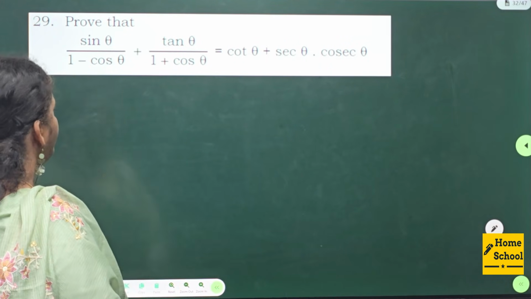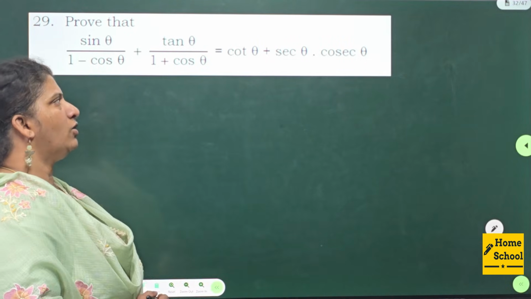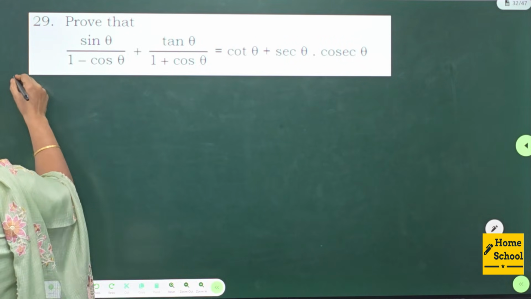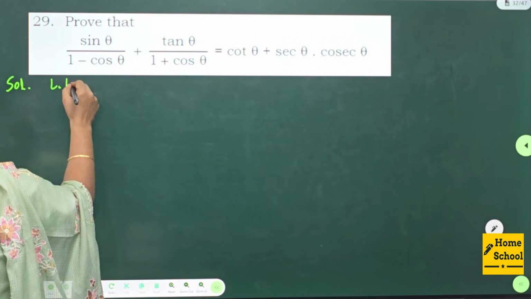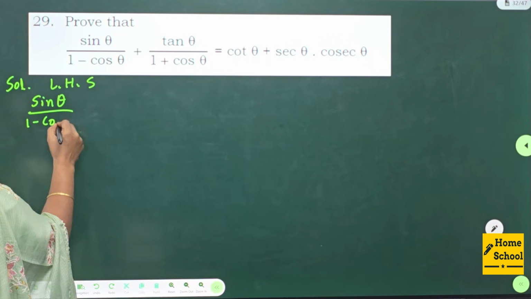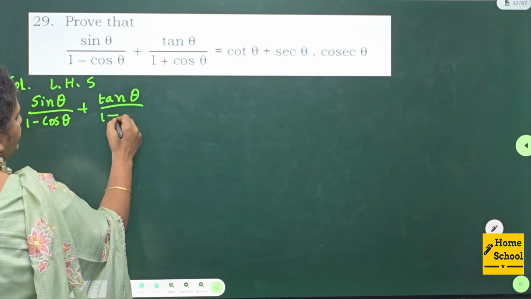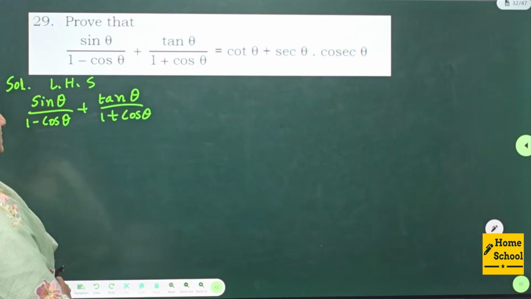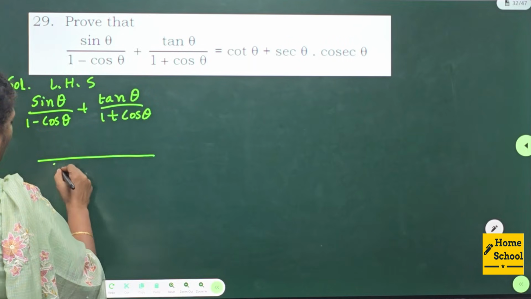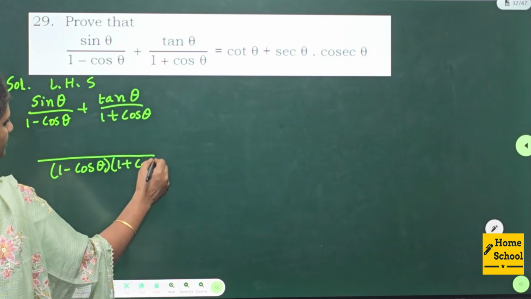29. Prove that sin theta by (1 minus cos theta) plus tan theta by (1 plus cos theta) is equal to cot theta plus secant theta into cosecant theta. So first let us consider the LHS, left hand side: sin theta by (1 minus cos theta) plus tan theta by (1 plus cos theta). How to proceed with this problem? Directly do the LCM: (1 minus cos theta) into (1 plus cos theta).